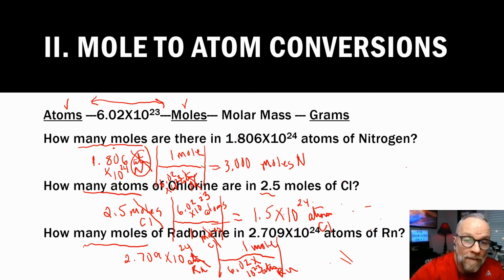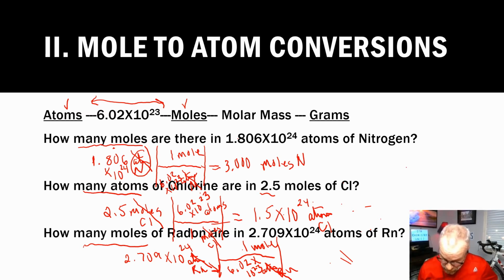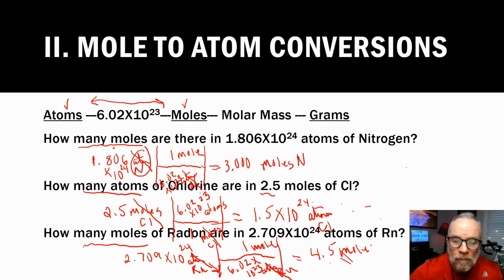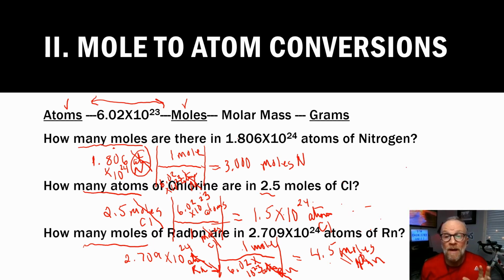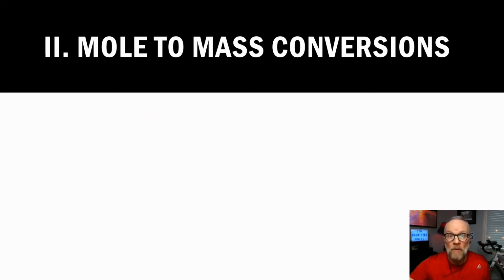Notice here, whatever's on top always goes on the bottom. So atoms here go on the bottom, and then we do our division. So it's 2.709, we get 4.5 moles of radon. Okay, there we go. It's important to put the unit and the chemical on all these so people, when they look at your number, will know what you're talking about.